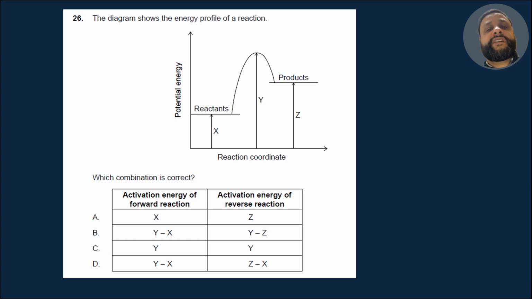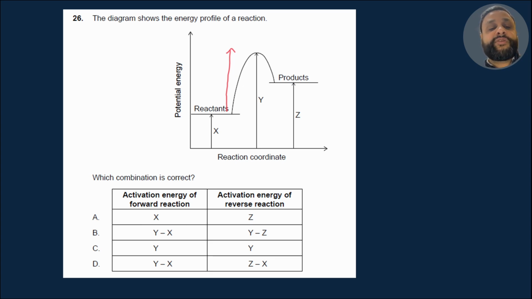The diagram shows energy profile of a reaction. So we can see this is an endothermic reaction. Reactant, they have less energy as compared to product. So which combination is correct? Activation energy for the forward reaction. So activation energy is minimum energy required to start a chemical reaction to push reactant all the way up to transition state. So the activation energy is from here to here. So that will be Y minus X.